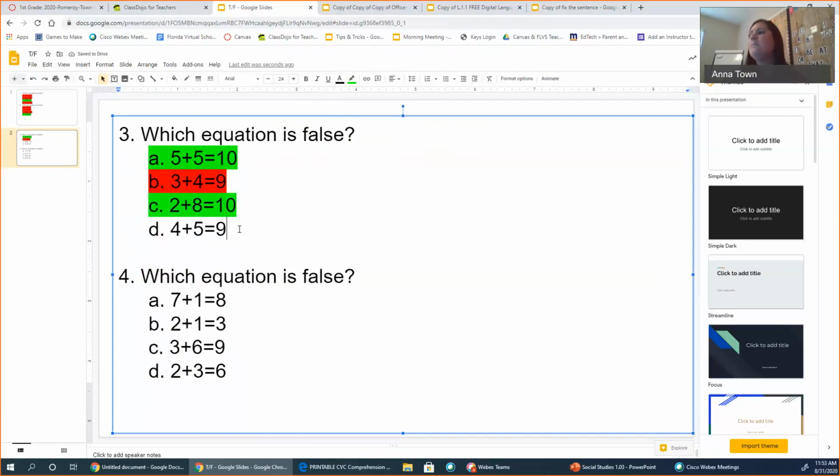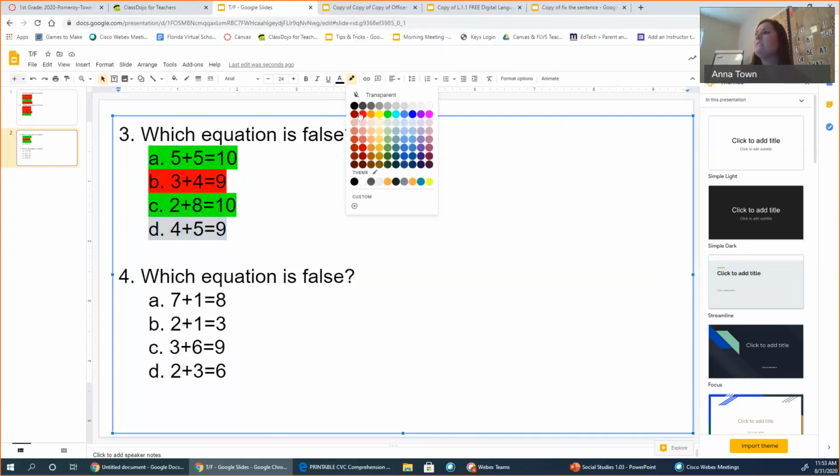D. 4 plus 5 equals 9. Is this true or is this false? This is true. We put 5 in our brain, 4 fingers up, 6, 7, 8, 9. So we're going to highlight it green. So if we were doing this on pen and paper, you would have circled B. 3 plus 4 is 9 because that is an incorrect statement and we were looking for the false one.